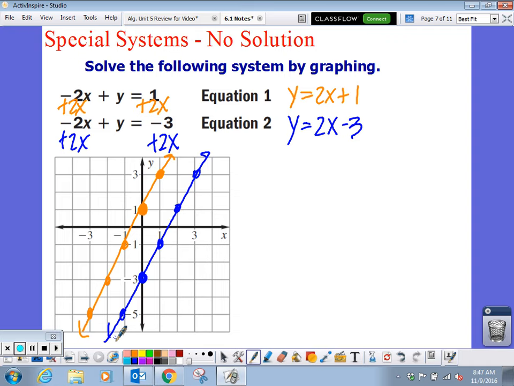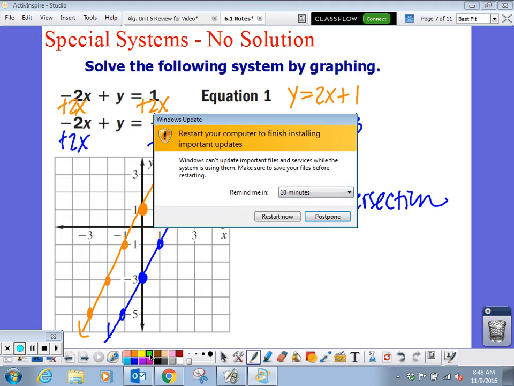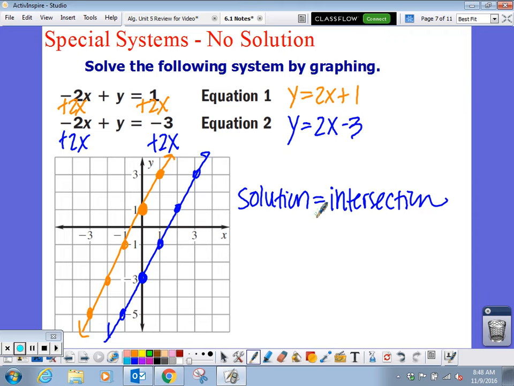Okay, so we have a problem here. Because the solution to a system, remember that a solution is an intersection. Okay, assuming you graph these lines correctly, we are looking for an intersection. Do you see an intersection? No, these are parallel lines. Parallel lines never intersect. And if they never intersect, what does that mean about the solution? That means there is no solution.